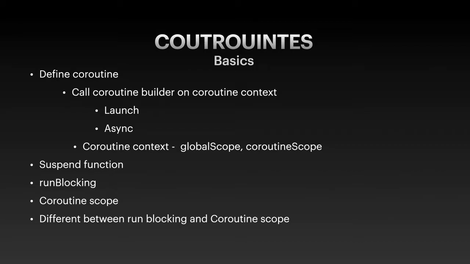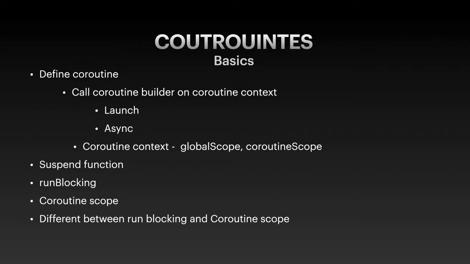When you launch a coroutine builder on the global scope, it means that the lifetime of the coroutine is the lifetime of the application. So what is the coroutine scope? We can launch a coroutine on a coroutine scope, and this coroutine scope can be defined as a child of a parent scope, so the lifetime of that coroutine is bound to the parent scope.